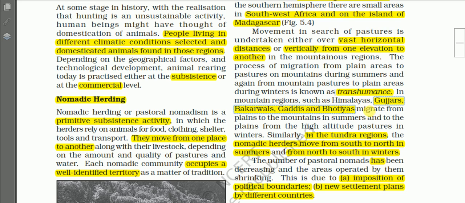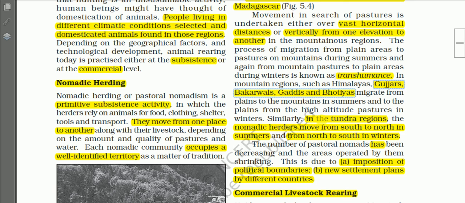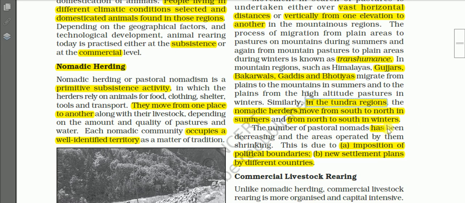That means Gujars, Bakarwals, Gadis, and Bhotias practice transhumance. Similarly, in the tundra region, the nomadic herders move from south to north in summers, and from north to south in winters. So this is about horizontal movement of the herders, as you see here.